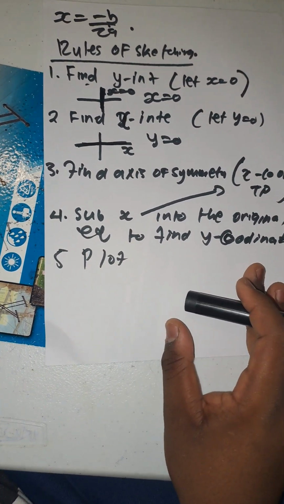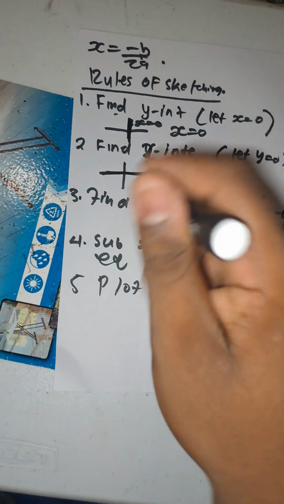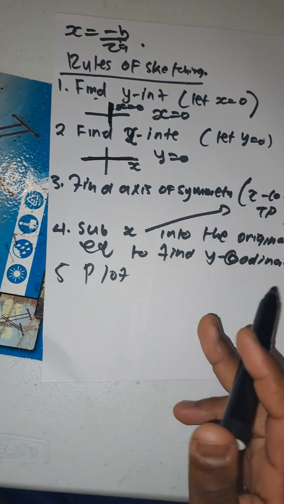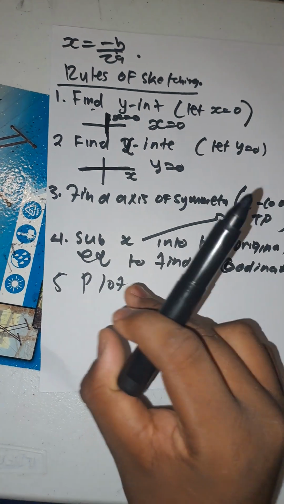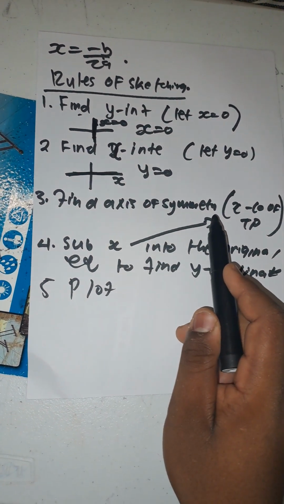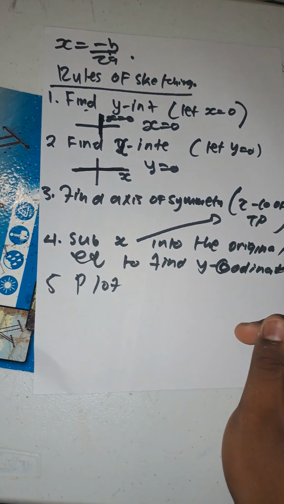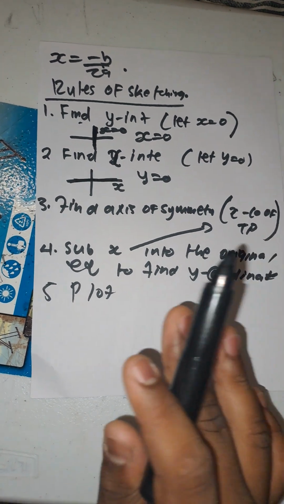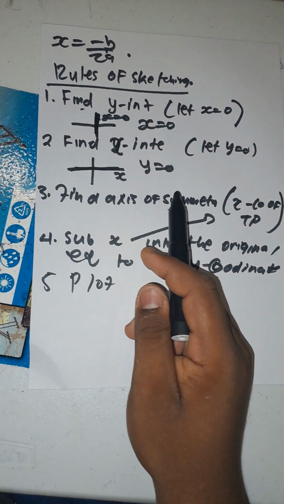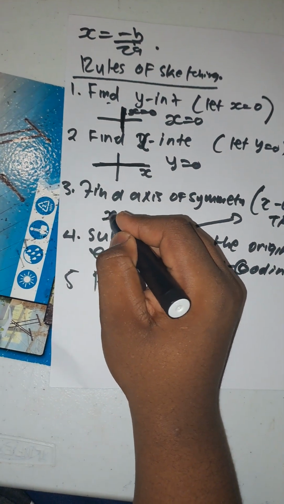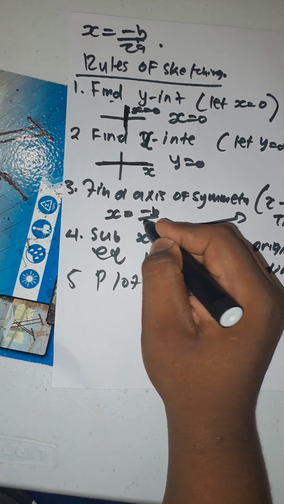So find the axis of symmetry. These are the rules for sketching. These are the steps that you must follow to plot your graph, because if you miss only one step, your graph won't be successful. The axis of symmetry is the x coordinate of the turning point, the x coordinate only. So how do you find the axis of symmetry?